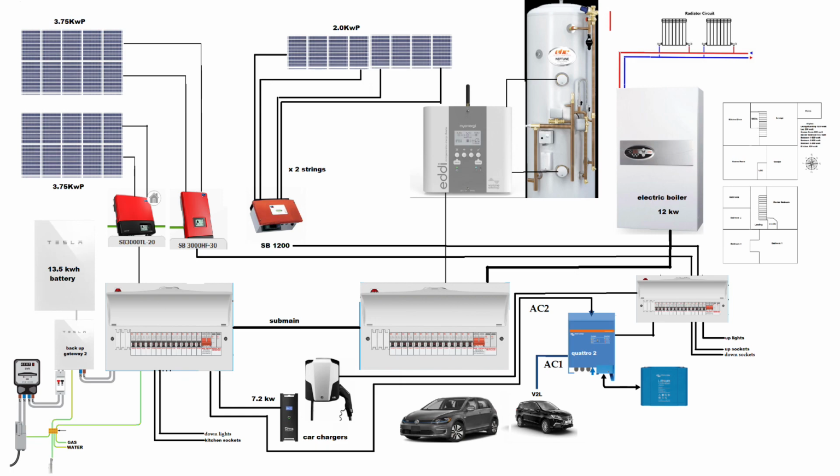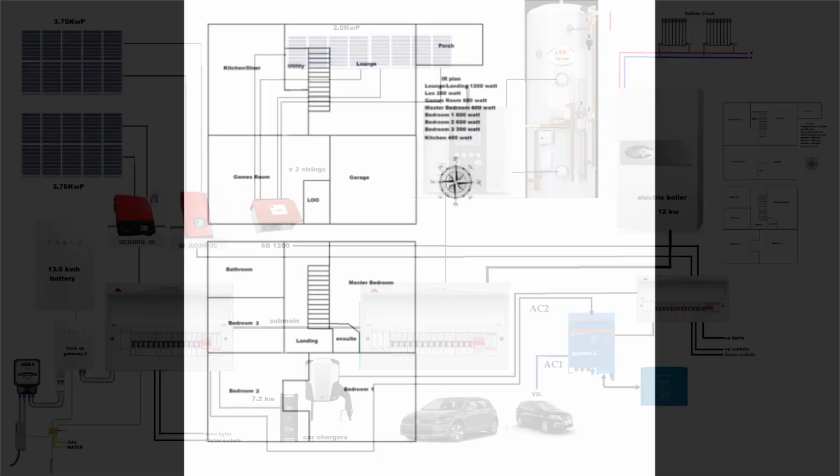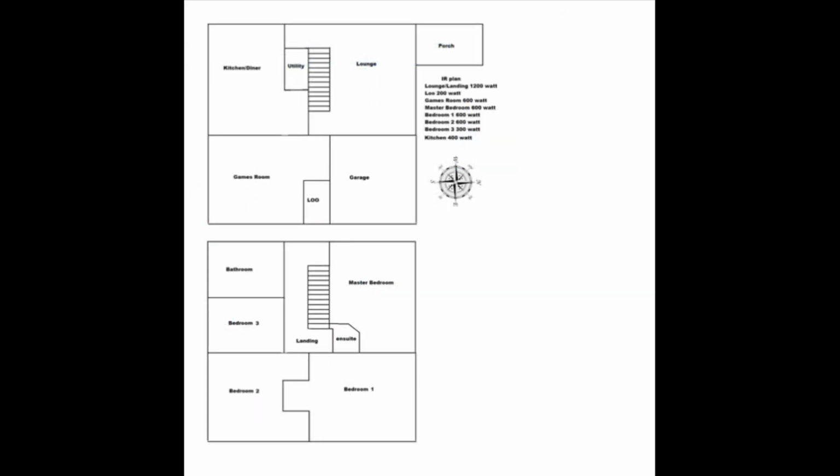Looking at the infrared panels that we do have in the home, I thought I'd just do a quick recap. We've got a 1200 watt heater in the main lounge. We have a 600 watt heater in the games room. We have a 400 watt heater in the kitchen. We have a 200 watt infrared heater in the downstairs loo. All the bedrooms have 600 watt heaters in, apart from the small box bedroom, which has a 400 watt heater in.